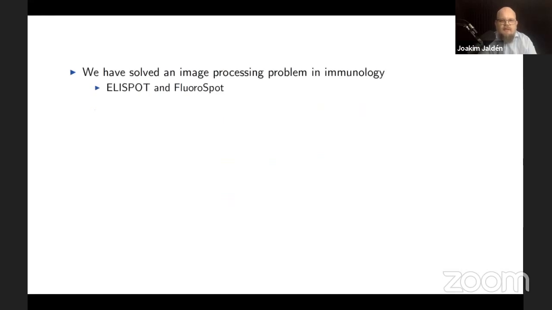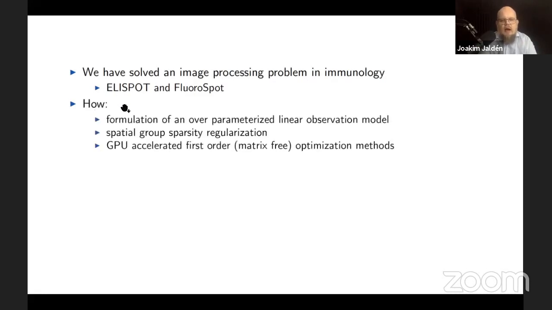So that ends everything. So summarizing. What we did was to develop an image processing solution for immunology. All right, here, ELISpot. I only talked about Fluorospot. ELISpot is an earlier methodology using visual light. So we formulated an overparameterized linear model, and then we applied group sparsity in order to come up with a unique solution to this problem. And I also talked a little bit about the role of GPU acceleration in solving these type of optimization problems.